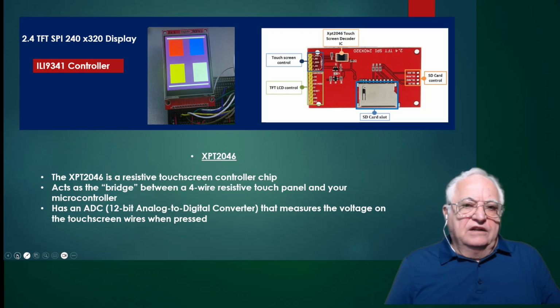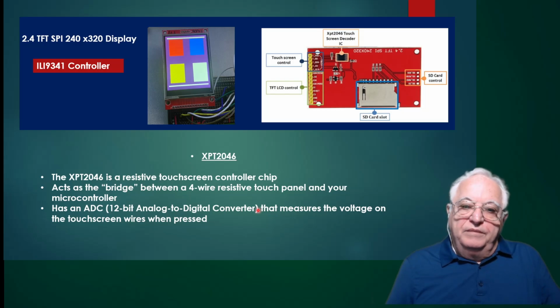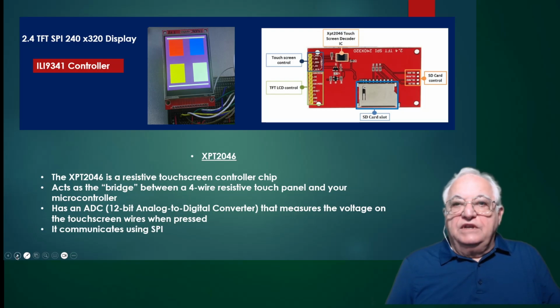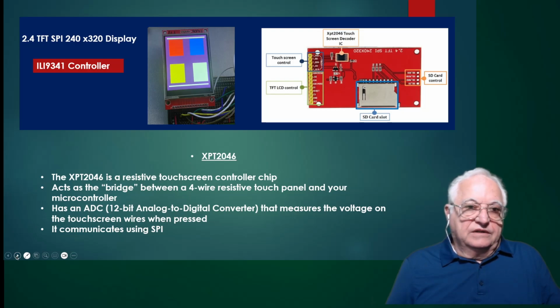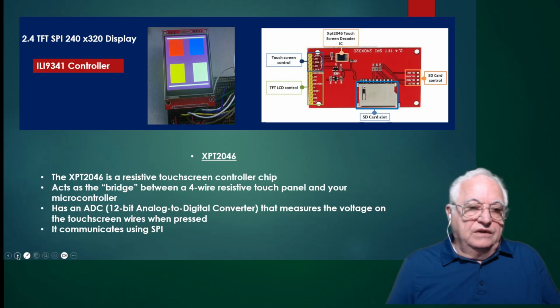Next, a real capability of the 2046 is the analog to digital converter. It's a 12-bit converter that measures the voltage on the touchscreen wire when pressed, so it has a 12-bit resolution. It communicates with the SPI, as I noted.